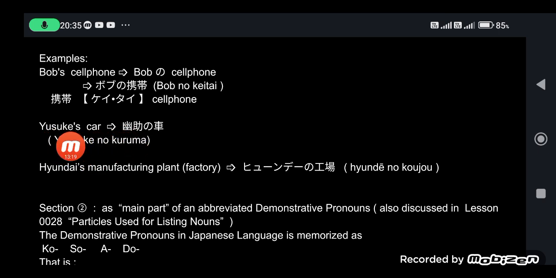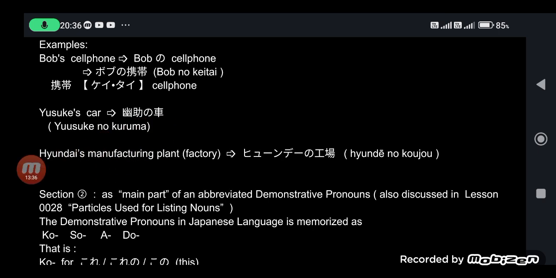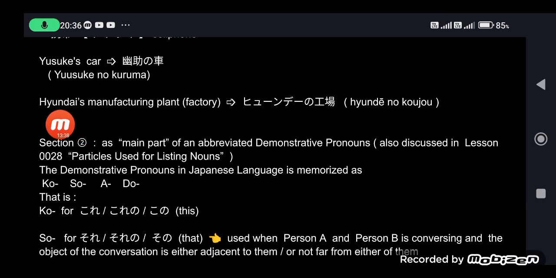So Yusuke's car. Again, applying the shortcut, drop the apostrophe s and replace it with the particle no. Yusuke's car is Yusuke no kuruma. This kanji is kuruma, or car. And again, Hyundai's manufacturing plant or factory. Applying the shortcut, Hyundai no kojo. Kojo is factory or manufacturing plant. Okay, Hyundai no kojo.